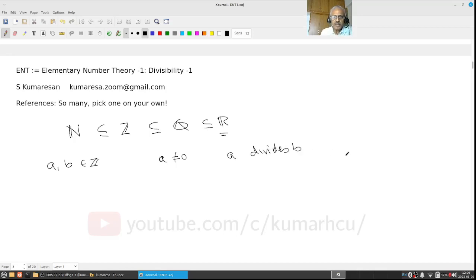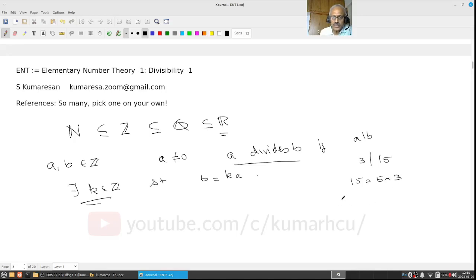Okay. And notice that there is a logic involved, there is a quantifier involved. If there exists an integer k in Z such that b equals k times a. Okay, so you see that. So a divides b. So suppose I want to say 3 divides 15, which we usually denote by a divides b. Then I have to find an integer, namely I can write 15 as 5 times 3.